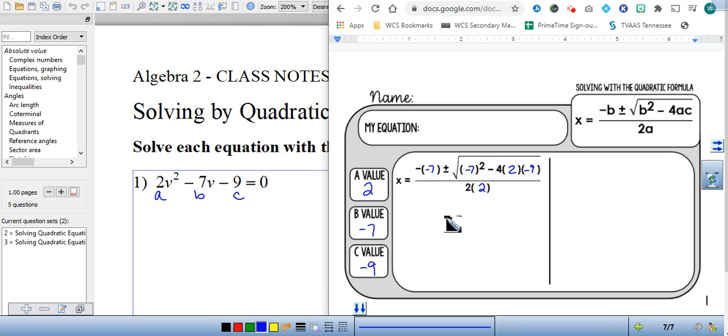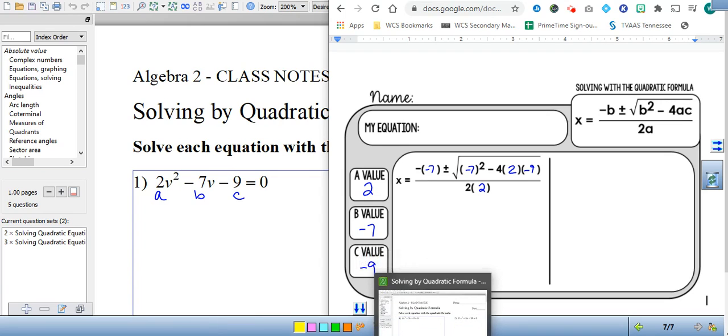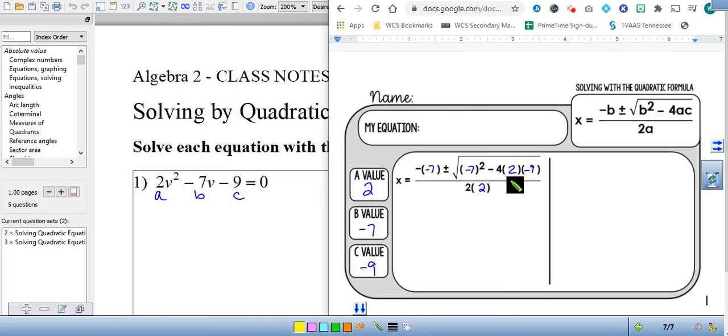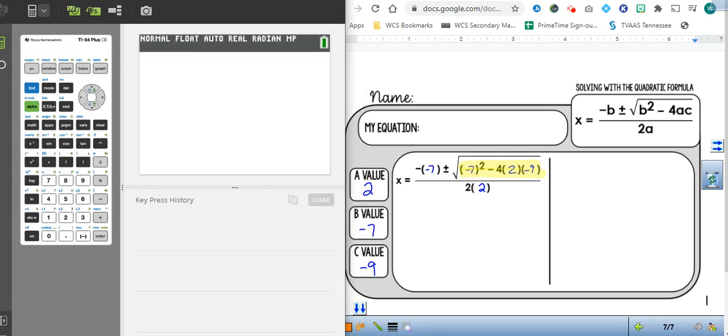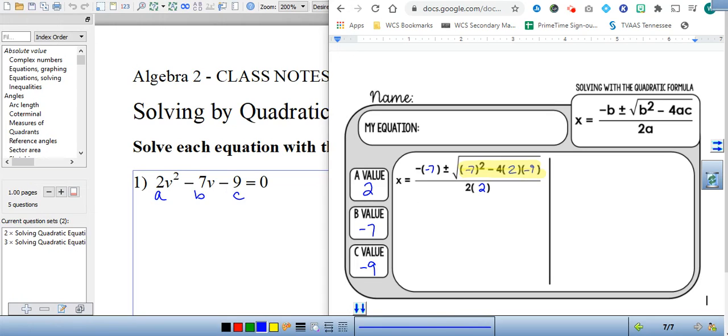Now, one of the things that I wanted to show you, a lot of times people think, oh, this is great, I'll just stick the whole entire thing into my calculator and solve. But you can't do that. If you try to stick all of it into your calculator, you are going to get an error. The only part that you can actually stick into your calculator are the numbers that are underneath the radical. And I'm going to pull up a calculator just so we can see how this looks. You will not put the square root into your calculator.